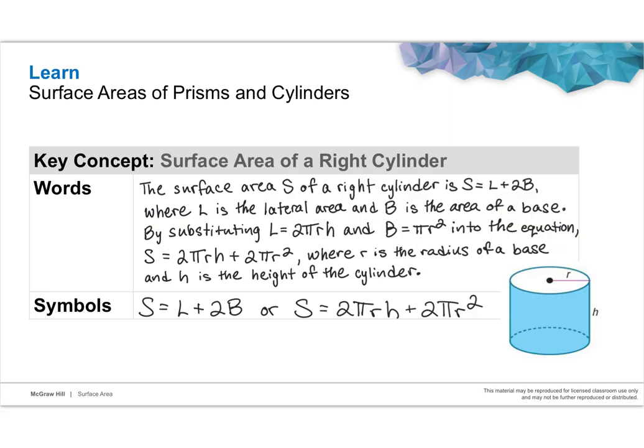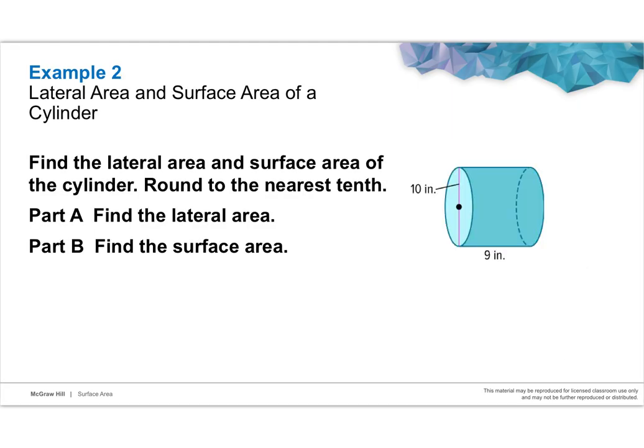All right, we're going to skip over that example 1, and we're going to jump to example 2. This is on page 656. And we're going to talk about how to work through the lateral area and the surface area of the cylinder we see here. The diagram for you guys is in the sidebar, so just make sure you're seeing that. So it says find the lateral area and the surface area of the cylinder.